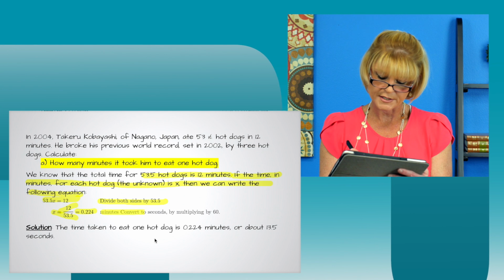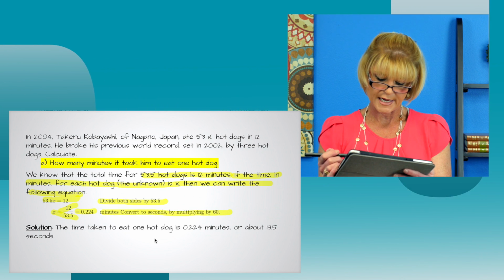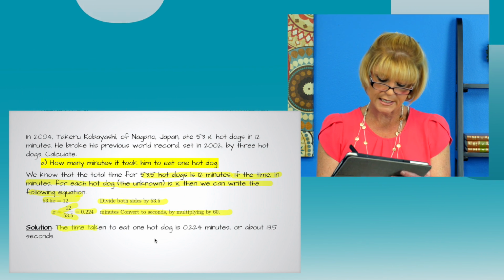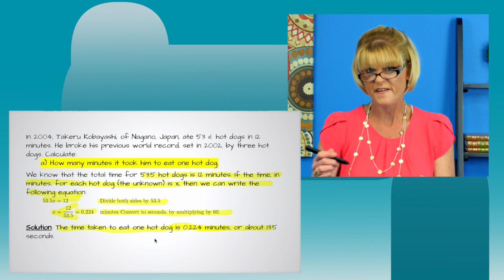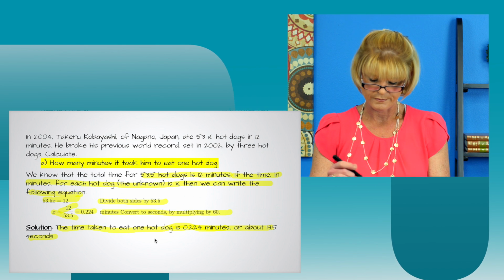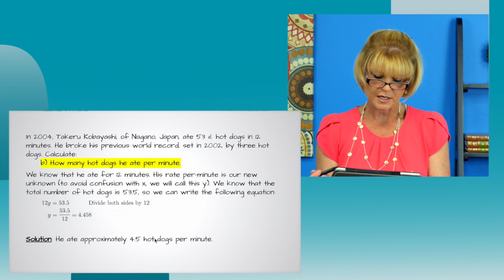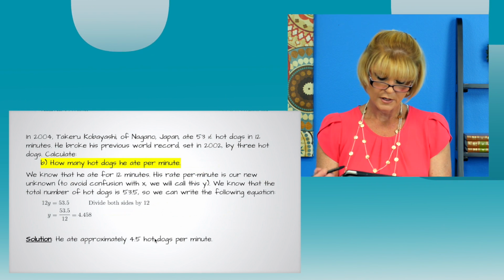And then minutes convert to seconds, multiplying by 60. So this time taken to eat 1 hot dog is 0.224 minutes, or about 13.5 seconds. Pretty quick. All right, part B, how many hot dogs did he eat per minute?